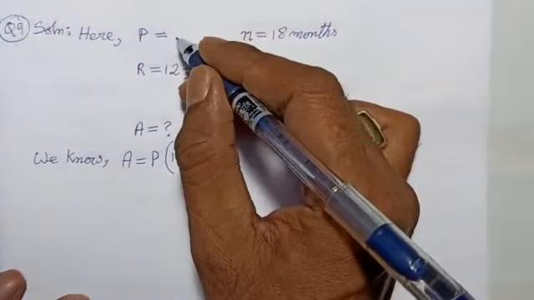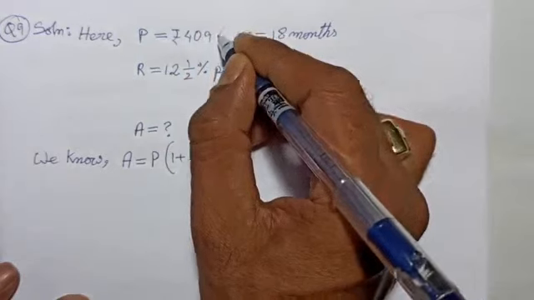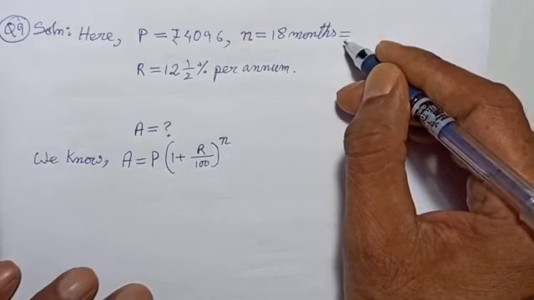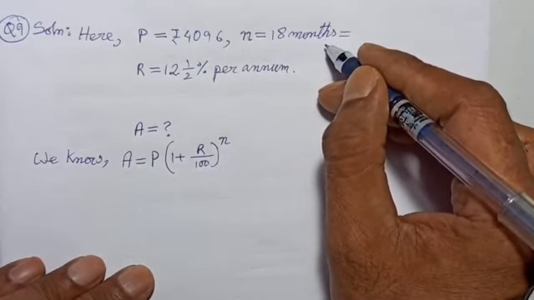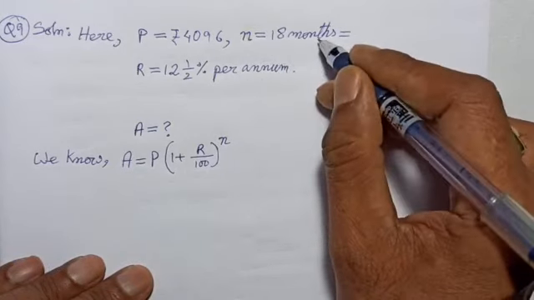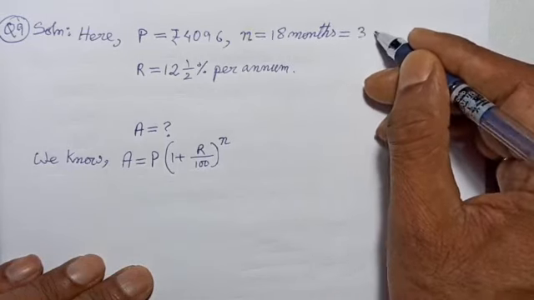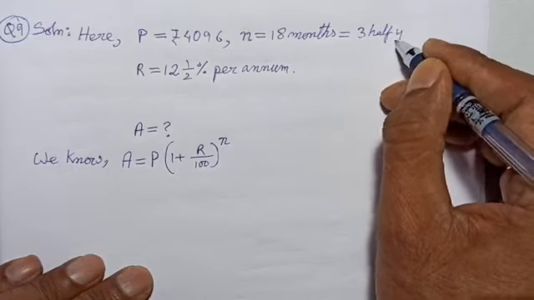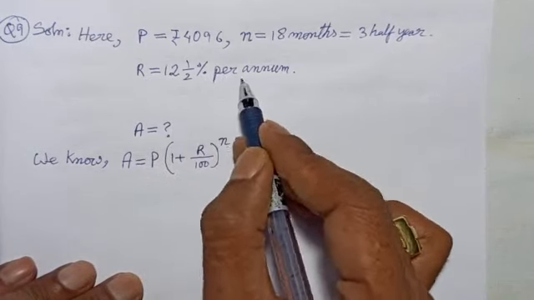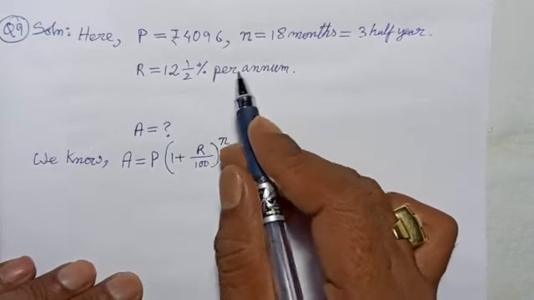Principal is rupees 4,096. Next is N. N is 18 months. Since interest is compounded half yearly, this 18 months we have to convert into half years. So 18 months, if we convert into half years, there are 3 half years. Then rate is 12.5% per annum. Per annum means per year. So this also we have to convert into half yearly.